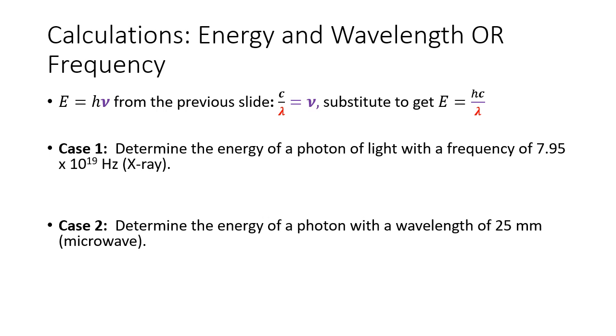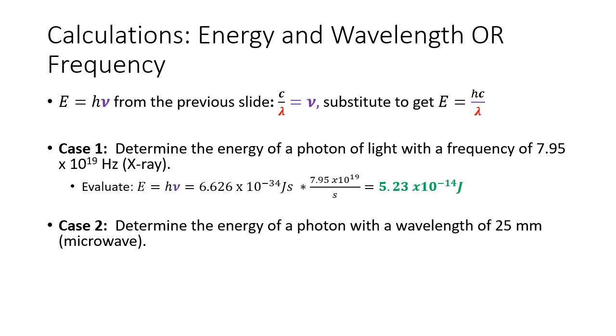We want to determine the energy of a photon of light with a frequency of 7.95 times 10 to the 19th hertz, which again is per second. So we take that and we plug it into E equals h nu, and it's fairly straightforward. Joules times seconds, the seconds cancel out here with the per second in hertz, and we end up with our answer in joules. Straightforward, didn't have to do any unit conversions, very exciting.